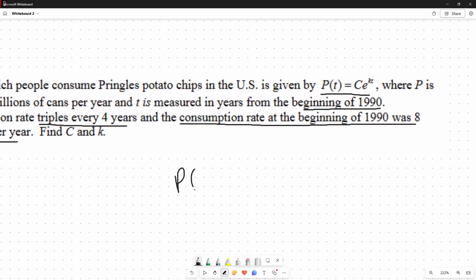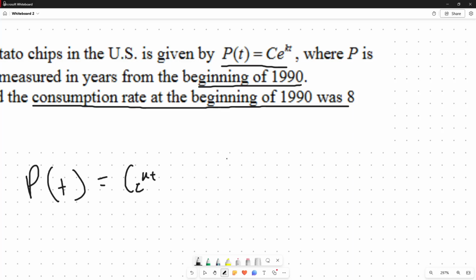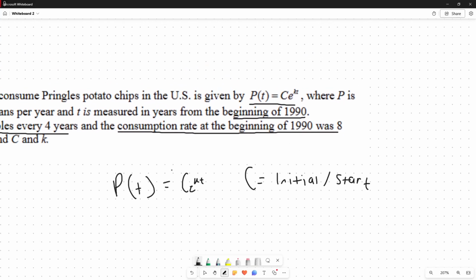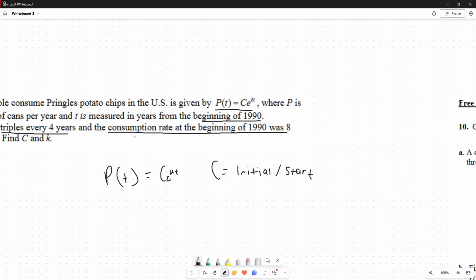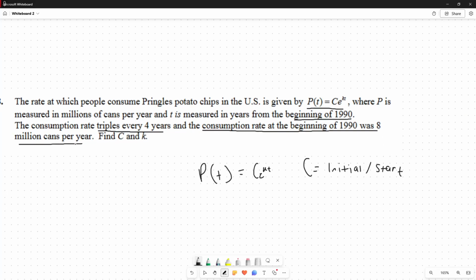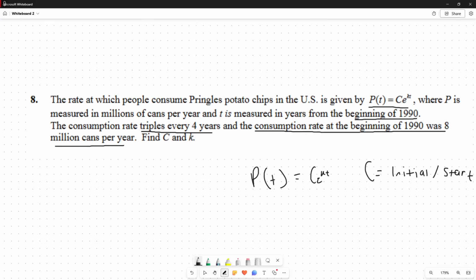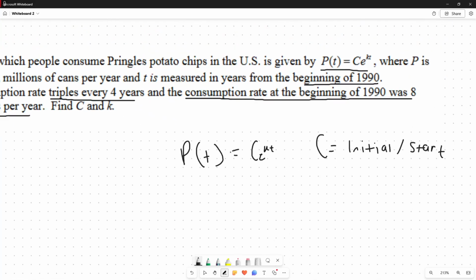So it says that P of t equals C times e to the kt. And remember, with a function like this, our C is just our initial or starting value. Okay? So immediately we can find C because it says that the consumption rate at the beginning of 1990 was 8 million cans per year. Now, I'll deal with that later, but first I want to solve for k instead. So it says that the consumption rate triples every 4 years.